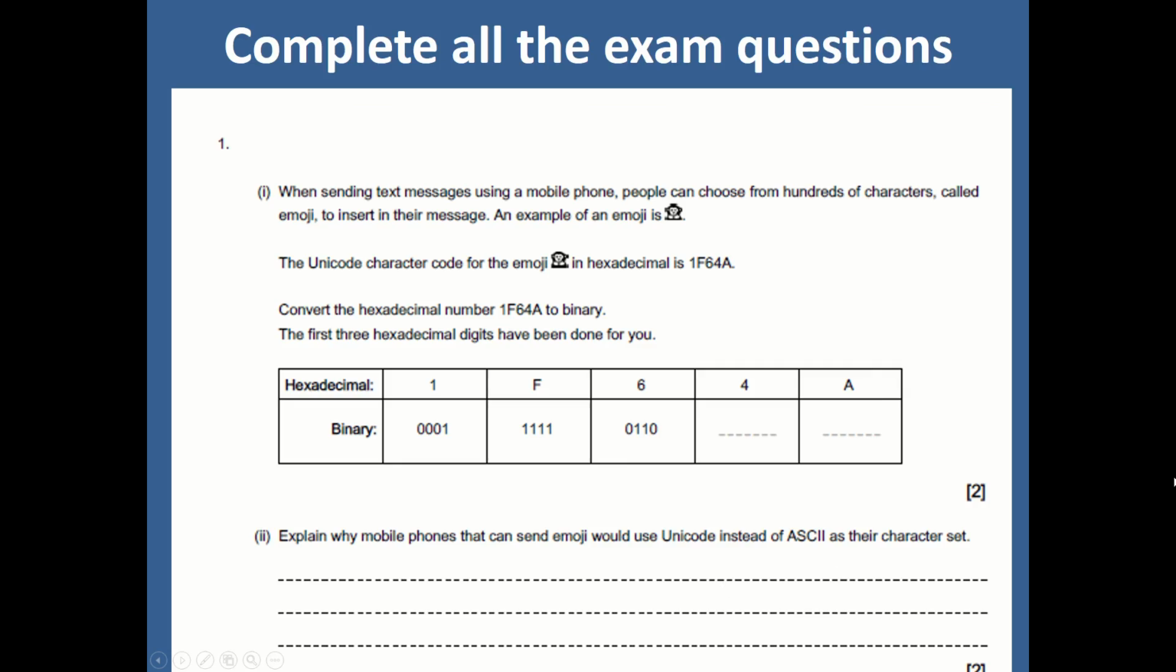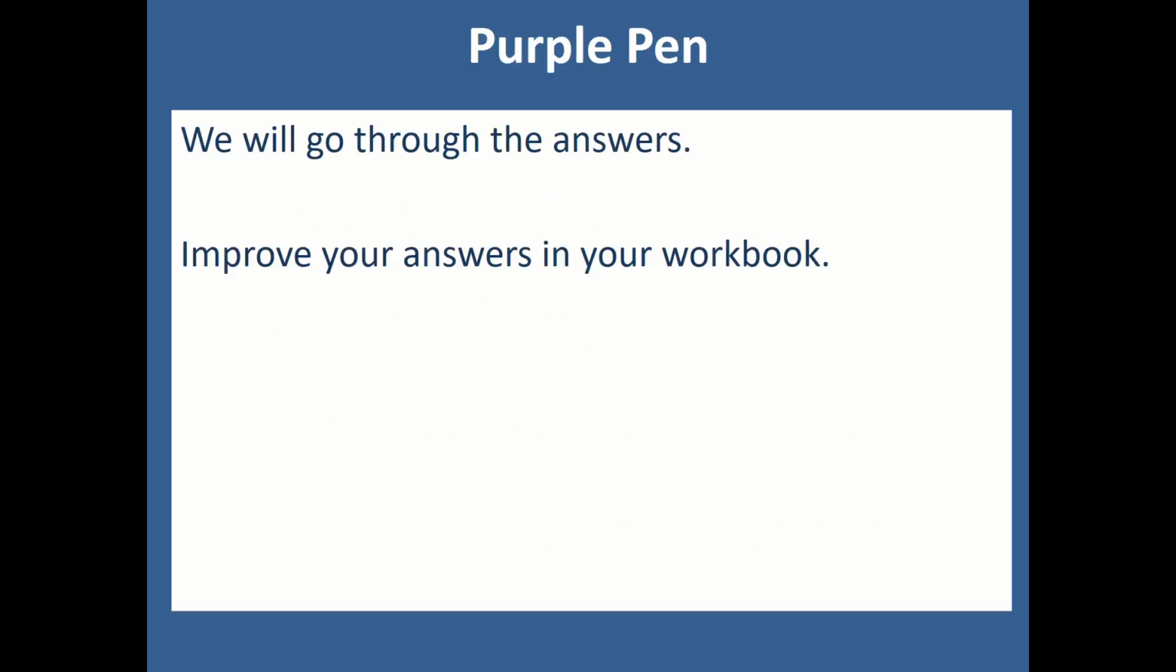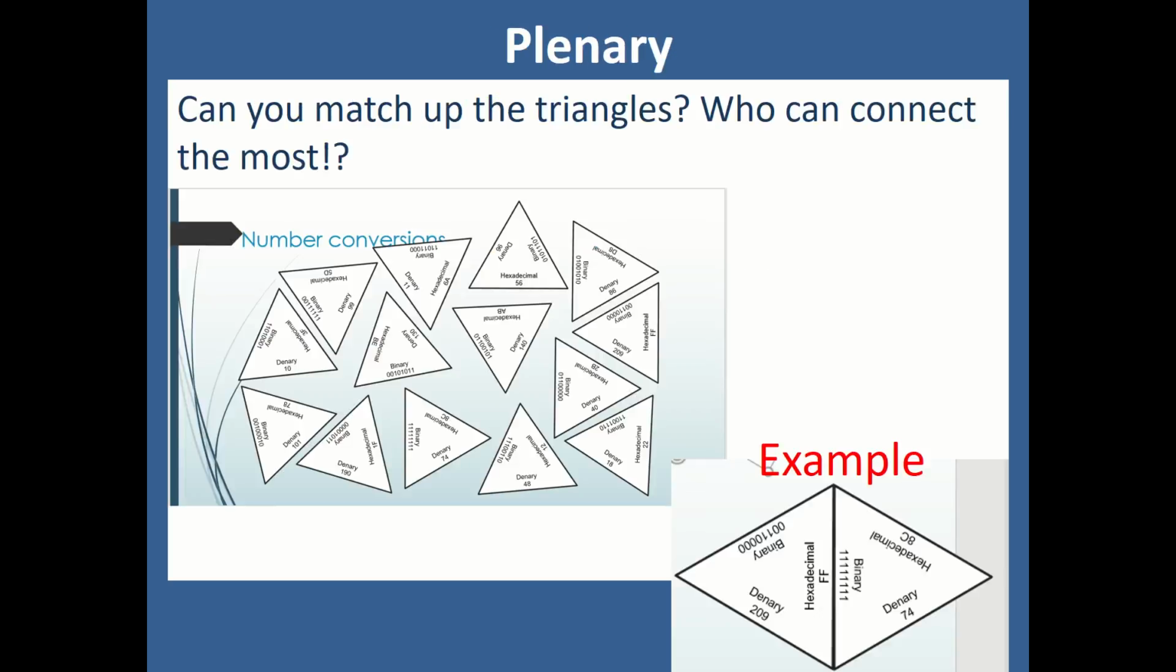Next, I want you to have a look at the answers and mark your work. Finally, I want you to try the exam questions on this. The exam questions can be found on Google Classroom. Go through the exam questions, and then once you've done that, mark them with your answers. And you'll find the answers at the end of your workbook. Make any improvements using purple pen. Finally, can you match up the triangles? Who can connect the most? Here's an example. The hexadecimal FF is the same as the binary 11111111. Pause the video and try and complete this now in your workbooks.